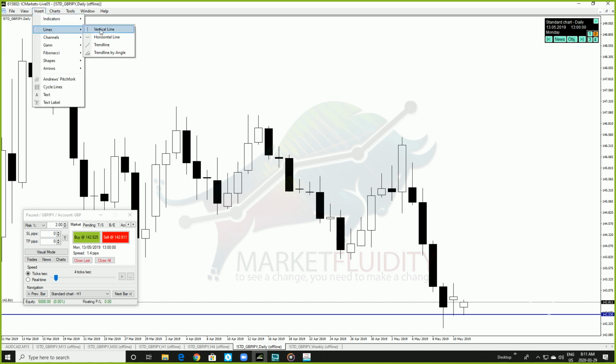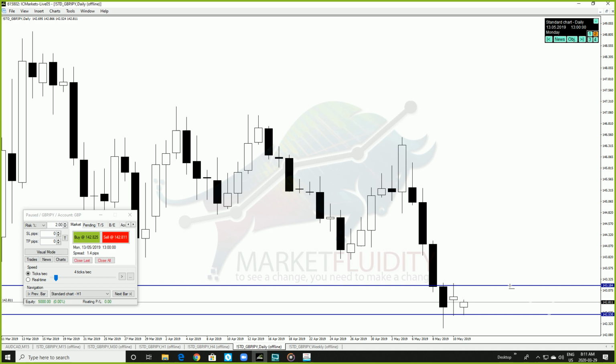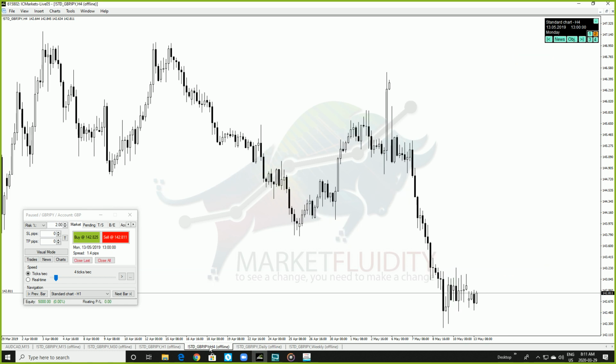And then what we're going to do is we're going to draw a resistance here. This is just like a visual aid to tell me what's going on. So daily is probably ranging between 142,530 and 143,200, which is almost, how big is this? This is a 70 pip range, right? So we're going to go to the 4 hour chart.